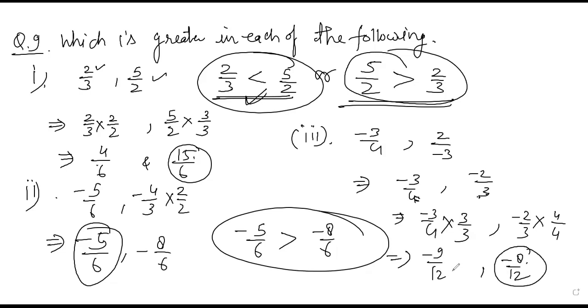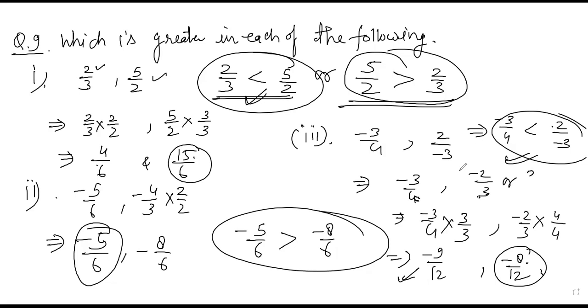and -2/3 into 4/4 is -8/12. Clearly this one is bigger than that. So -2/3 is greater than -3/4. You will write here -3/4 is lesser than -2/3. You read this as: this one is lesser than this one.